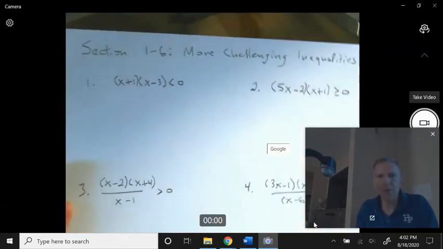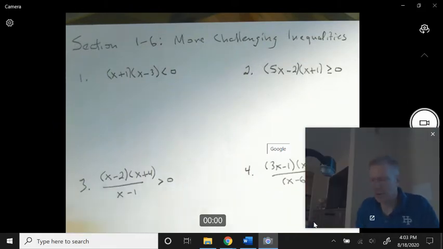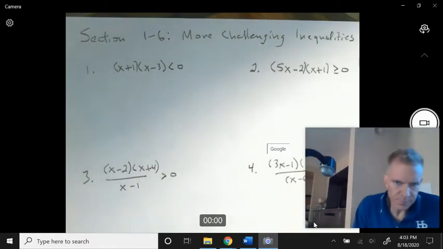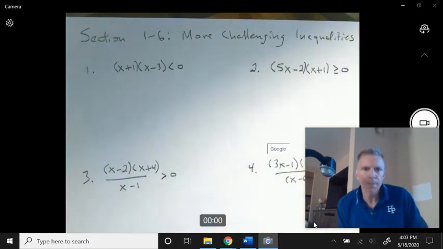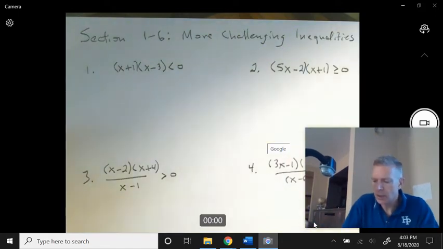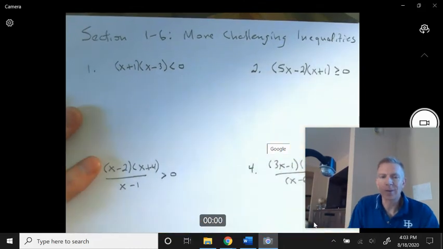Okay, so here's some more challenging inequality problems. And I'm going to suggest a way to do these problems that makes them a lot easier. It might seem like there's an easier way to do them when you first try them. But as they get more complicated, just try to understand this method. It's really helpful. And here's when this method works.